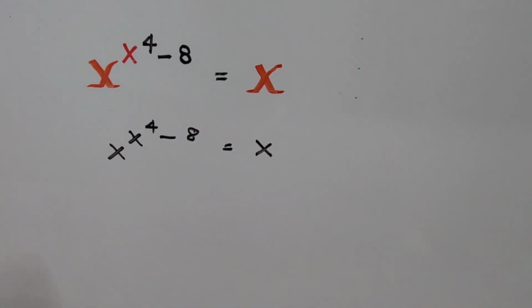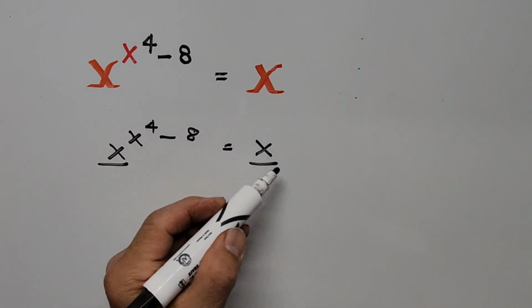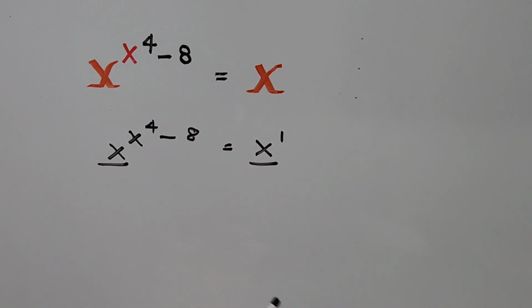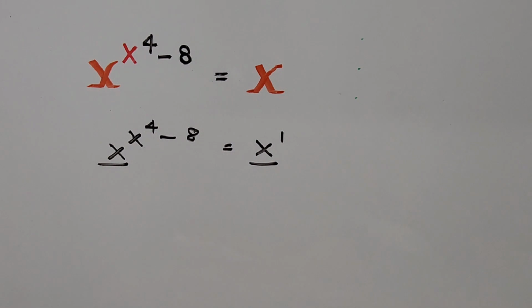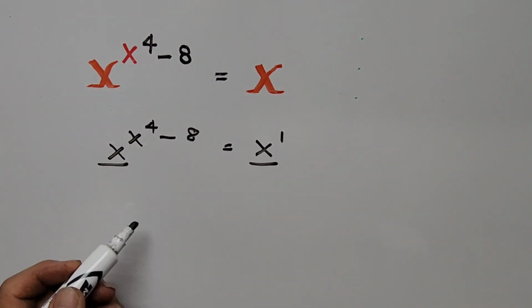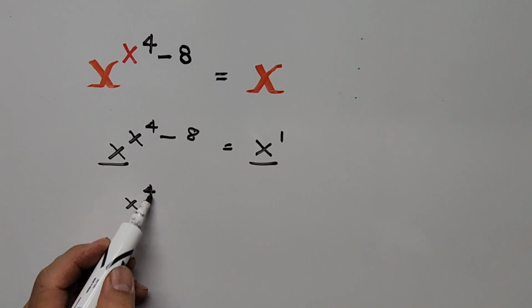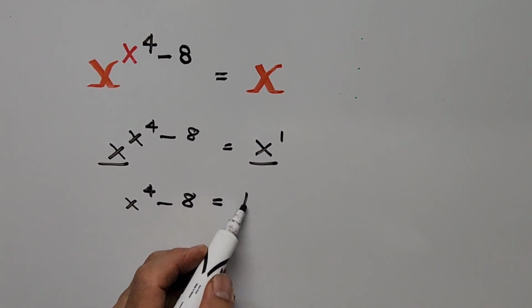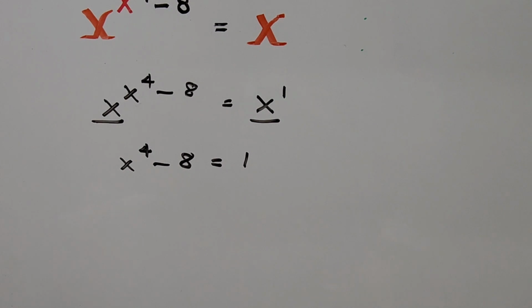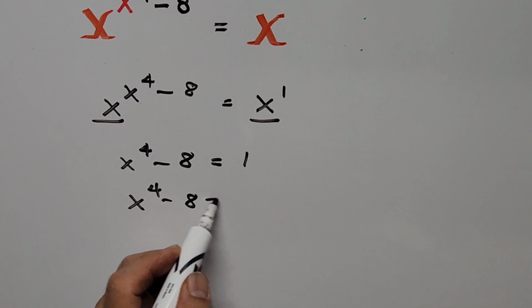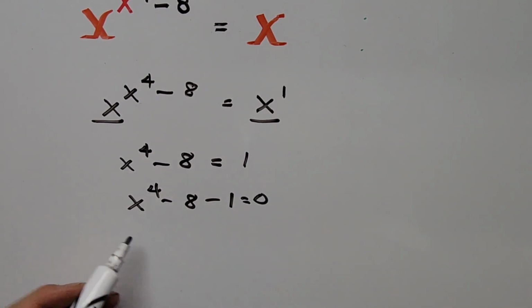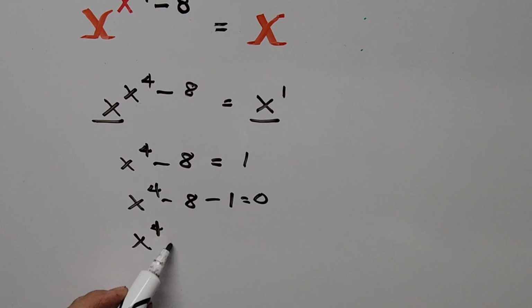x. If you notice, the left and right hand sides of the equation have the same base, and the right hand side is x to the power of 1. So both sides have the same base. This simply means that we can equate their exponents. So the equation now becomes x to the 4 minus 8 is equal to 1. Arranging the terms, this is now x to the fourth minus 8 minus 1 equals 0, and x to the fourth minus 9 is equal to 0.